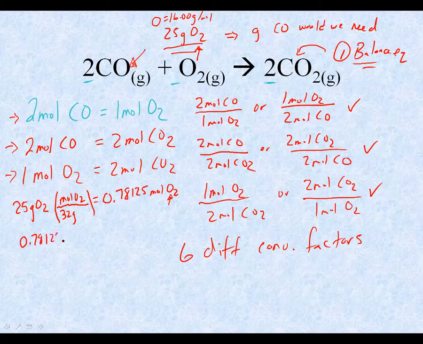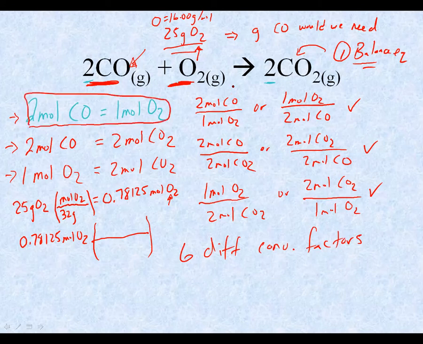So if we take our number that we just got, which is 0.78125 moles of O2, this is the stoichiometry part where we go to the balanced equation and look at the relationship between the two things we're interested in. One is what we started with, which is right here. The other is the CO in this case, which is what we're trying to find. That gives us this relationship that we talked about a second ago. And from that relationship, again, we could get these 2 conversion factors.